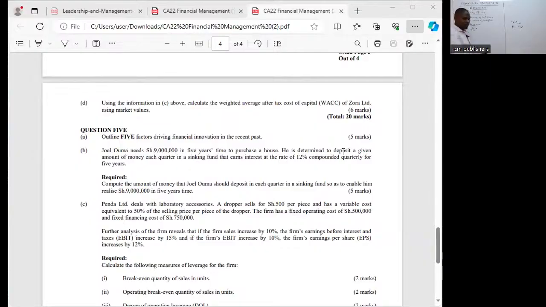So, I want us to look at the rate. We are told that he is determined to deposit a given amount of money each quarter in a sinking fund. We don't know how much he is depositing. That is what we shall be looking at. Leave alone kwenye ataweka. What you need to understand is the formula.